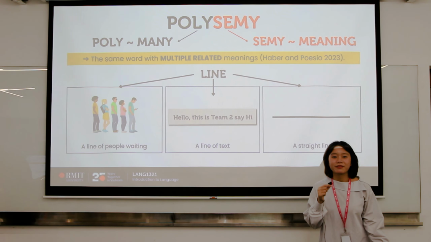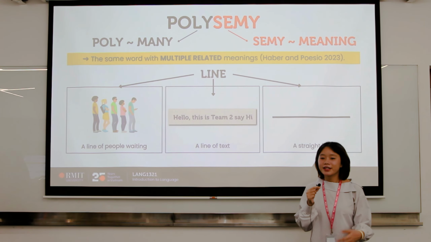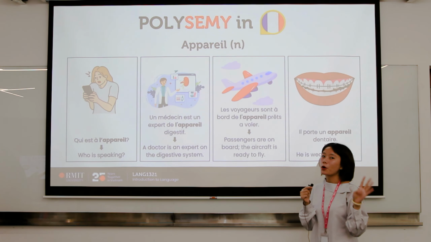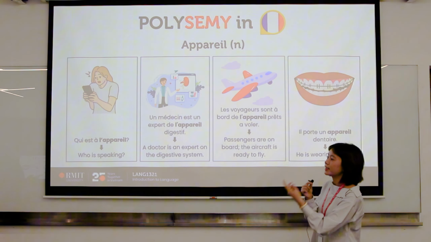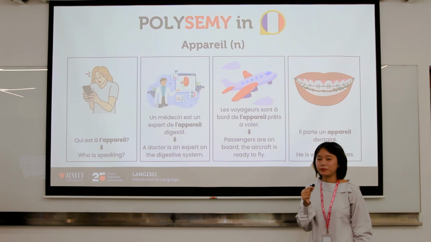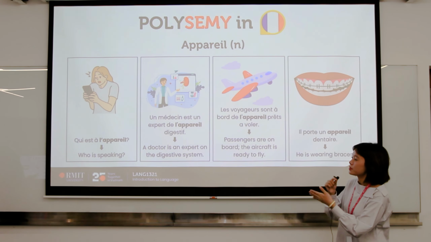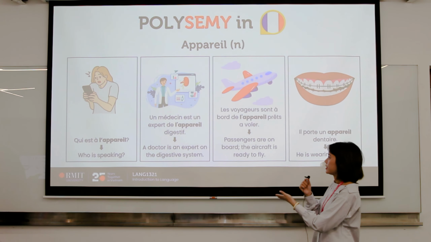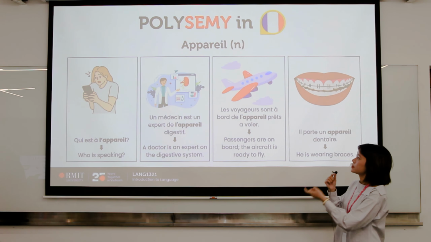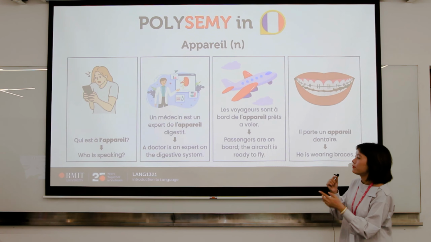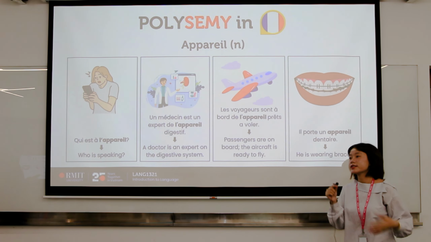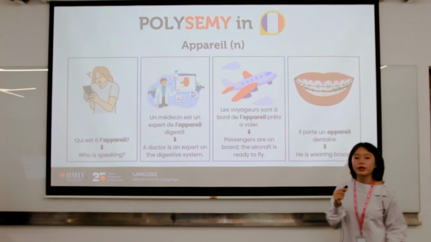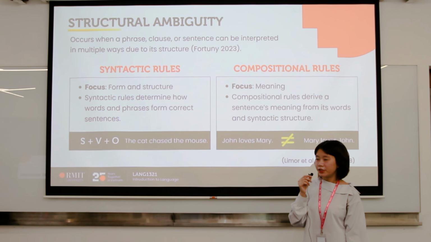I have asked my foreign friend to help us understand polysemy in French, with the word "appareil." Here, we have four ways to understand it. For the first one, "Qui est à l'appareil?" Who is speaking? "Un médecin est un expert de l'appareil digestif." A doctor is an expert on the digestive system. The third one is "The voyagers were aboard l'appareil." Passengers are on board, the aircraft is ready to fly. And the fourth is "Il porte un appareil dentaire." He is wearing braces.